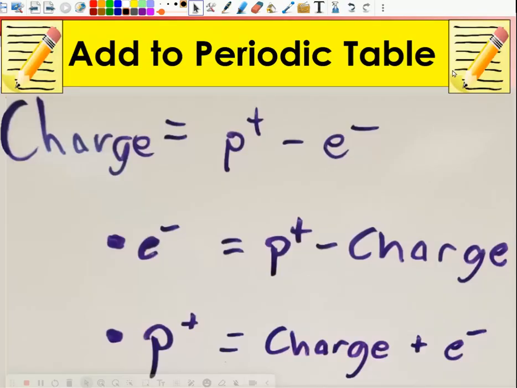This should be written on your periodic table. Charge is equal to protons minus electrons, and the two variations: electrons equals protons minus charge, and protons equals charge plus electrons. These should also be written on your table to make your life easier.